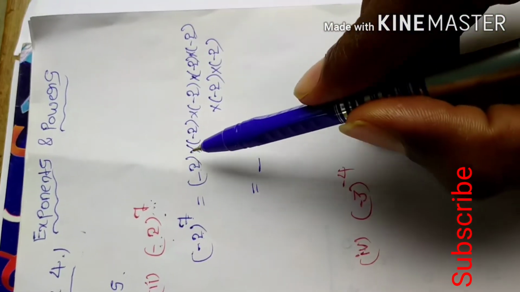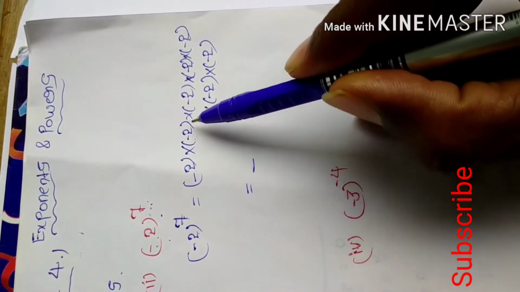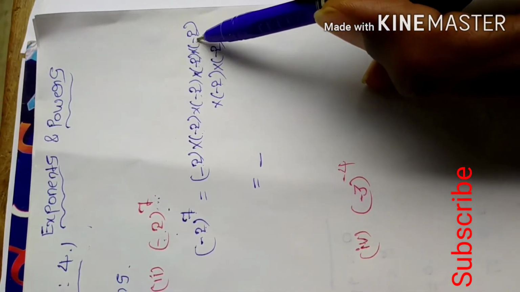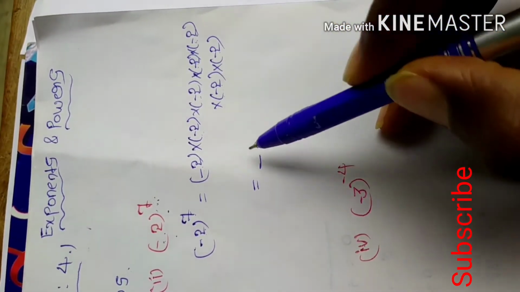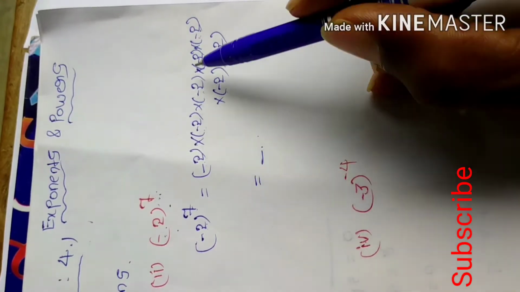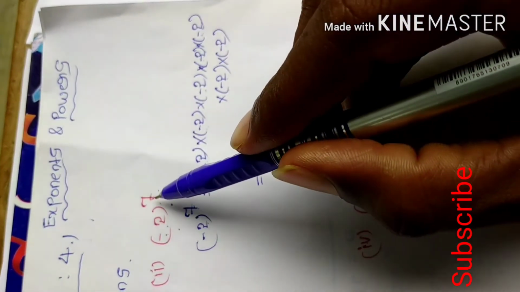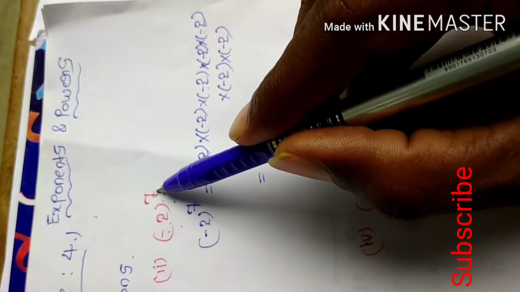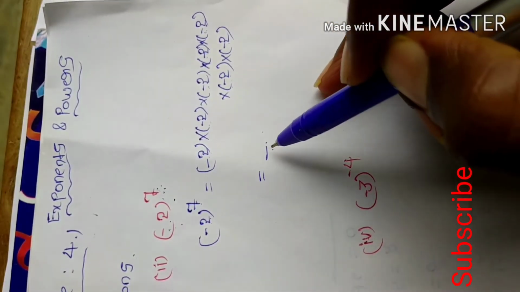If you have any doubt, once check it. Minus into minus, plus. Plus into minus, minus. Minus into minus, plus. Plus into minus, minus. Minus into minus, plus. Plus into minus, minus only. You need not do the whole calculation here. Simply you can see if the exponent is an odd number, the result will be a negative number.